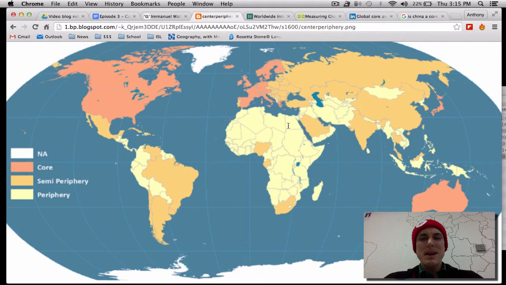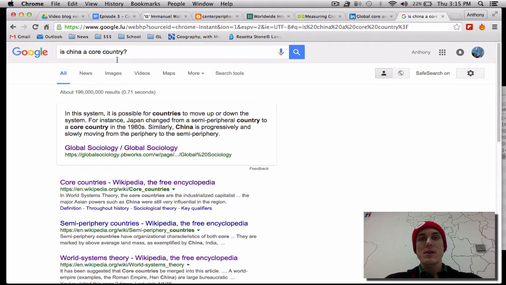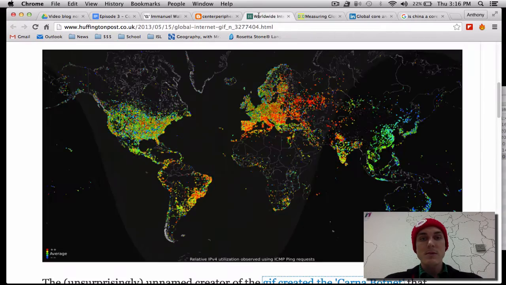And again, with these maps, how do you determine what the global core and periphery is? Is China a core country? That was one thing that I just Googled because I was wondering. And it says here that they've moved from a periphery country to a semi-periphery country. And I bet that some people would argue that they are now a global core country because of the things that they're doing as far as their advanced economic development.